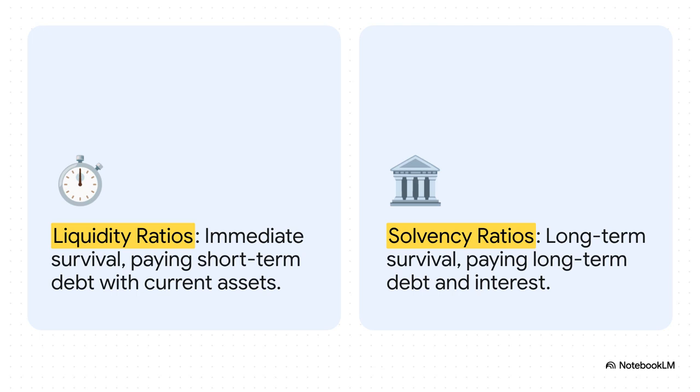Let's actually zoom in on 2 of these just to see why grouping them matters so much. Notice the stark contrast here between liquidity and solvency. Liquidity is strictly checking if a company can survive today using its current assets. Solvency is measuring if it can stay afloat over the long haul.